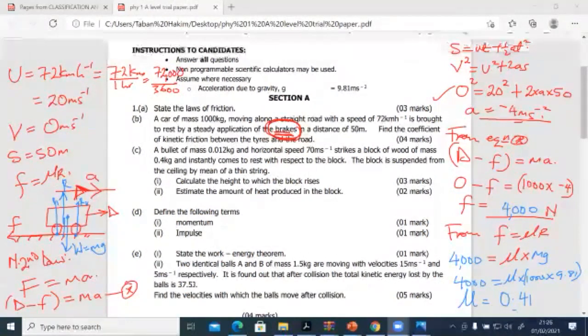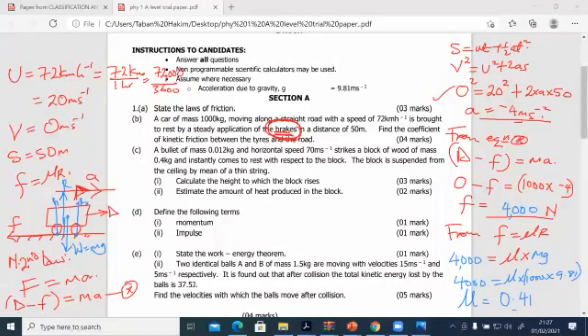The next number is saying that a bullet of mass 0.012 kilograms and horizontal speed of 70 meters per second strikes a block of wood of mass 0.4 kilograms and instantly comes to rest with respect to the block. The block is suspended from the ceiling by means of a thin string. Calculate the height to which the block rises. And then part two, estimate the amount of heat produced in the block.